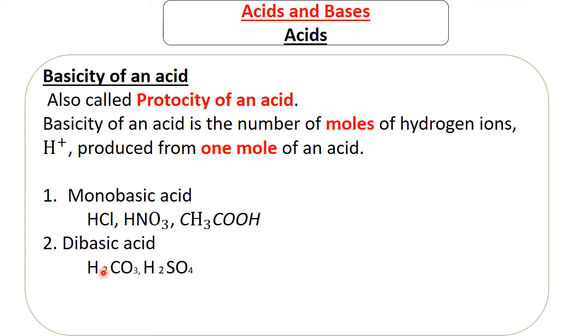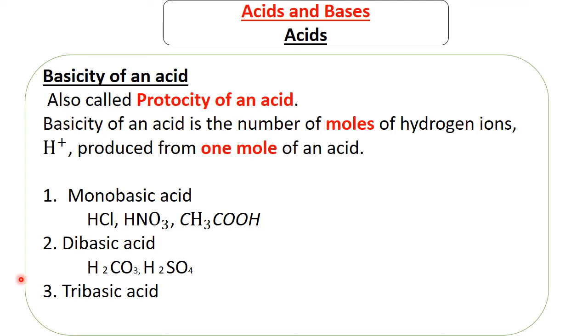You can see there are two atoms of hydrogen here. So from one mole of carbonic acid, you're going to have two hydrogen ions being produced. The same is true for sulfuric acid. From one mole of sulfuric acid, you're going to have two hydrogen ions.